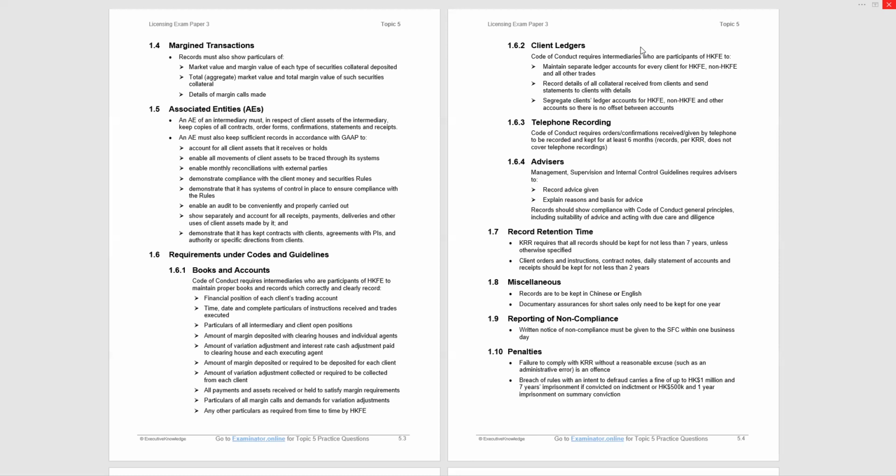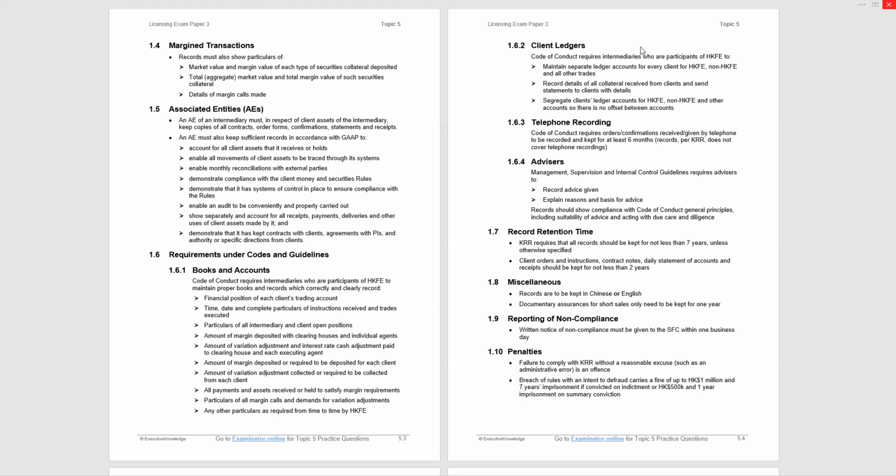1.5, under keeping a record rules looks at associated entities. And remember, associated entities, they're not licensed. They're usually owned by the intermediary and they hold client assets. These entities must also keep records in accordance with GAAP to account for all client assets, etc., etc. Once again, a list of requirements for keeping records by associated entities.